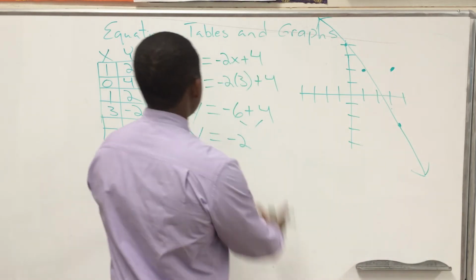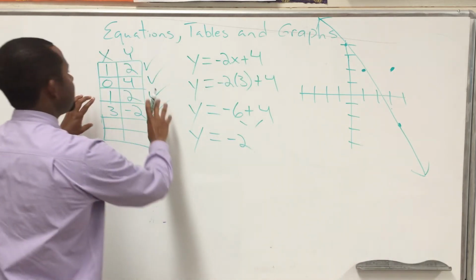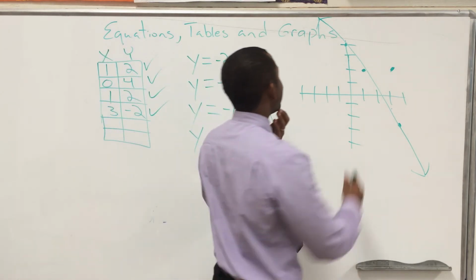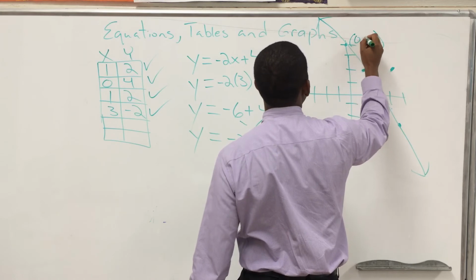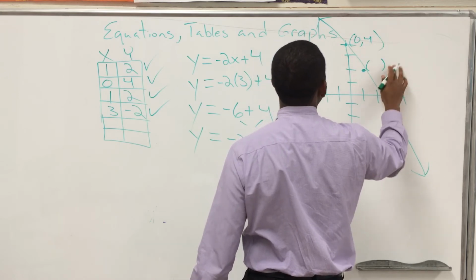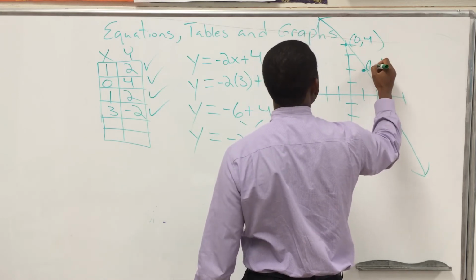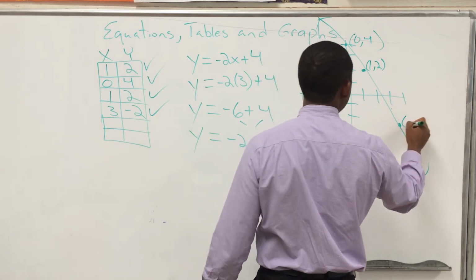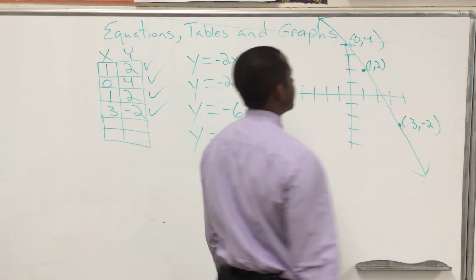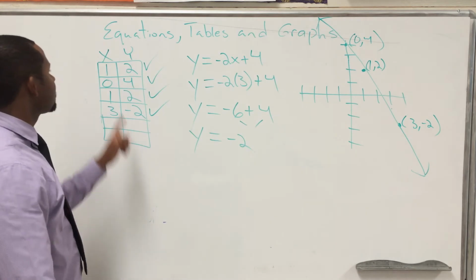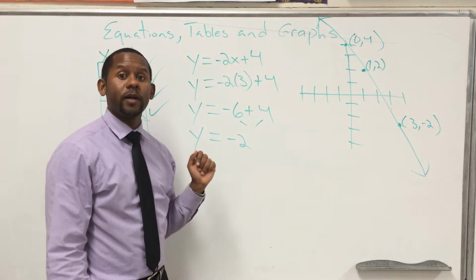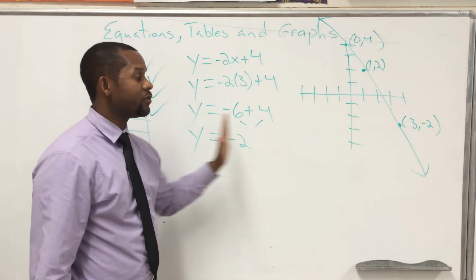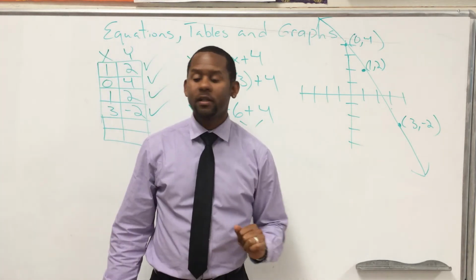Okay? Went from equation to table to graph, right? I'm even going to put these in here, so you should do this. So this was 0, 4. This was the ever so popular 1, 2. And this one was 3, -2. All those points are on this table. All those points were generated from this equation. Okay? So hopefully you see the connections between the three.